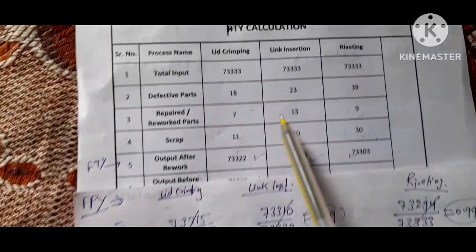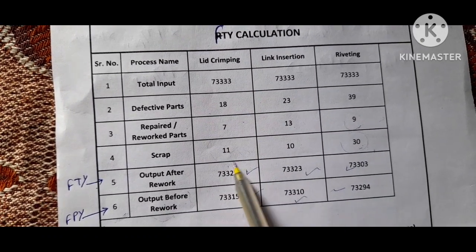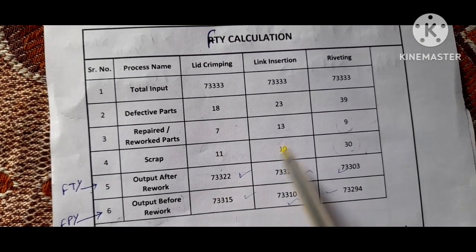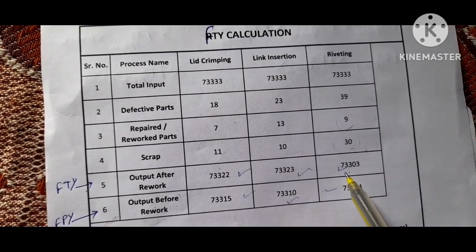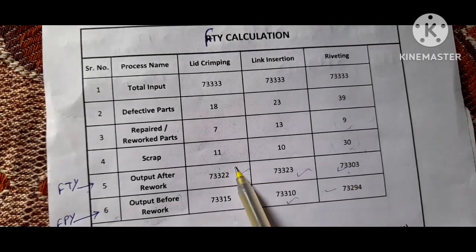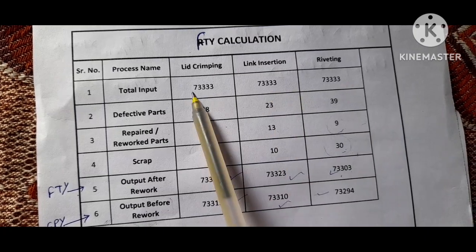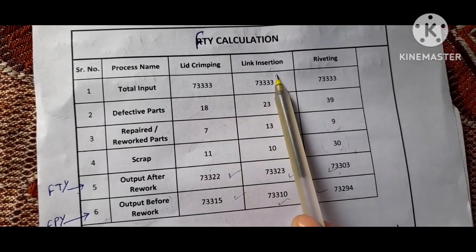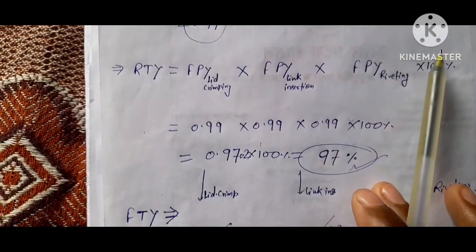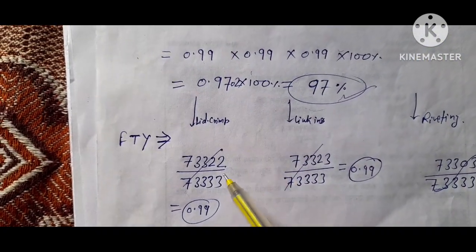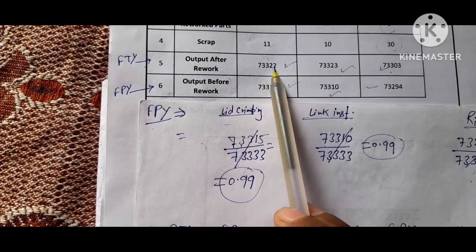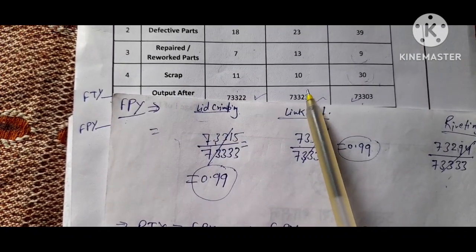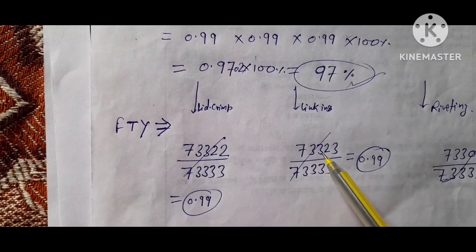So for the FTY calculation, the okay part for lead crimping is 73322, for link insertion the okay part is 73323, and in riveting the okay part we get is 73303, and the output is the same, 7 4 times 3, in each process: lead crimping, link insertion and riveting. So here friends, in lead crimping the okay part is 73322, because these okay part values are put here, and in link insertion 73323 is the okay part.